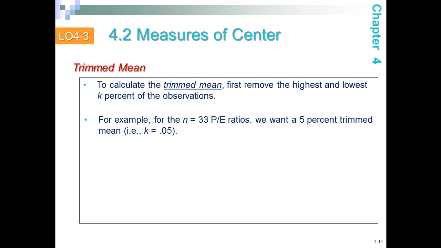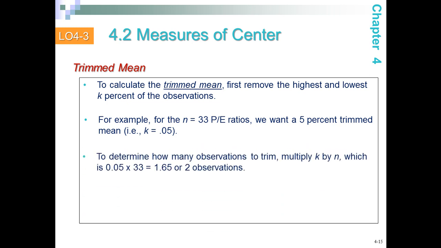And here's an example where we want to take a 5% trimmed mean. We've got 33 observations for the price to earnings ratio. So that means we're going to drop off 1.65 observations. We can't do 0.65 of an observation, so we're going to round that up to 2 observations. So the top 2 and the bottom 2 are going to be thrown out, and we're going to take the mean based on everything else.